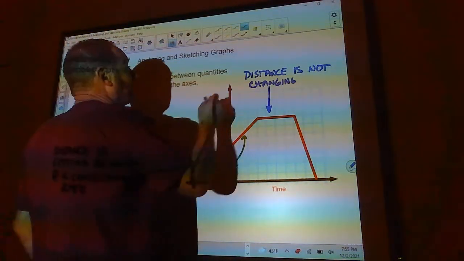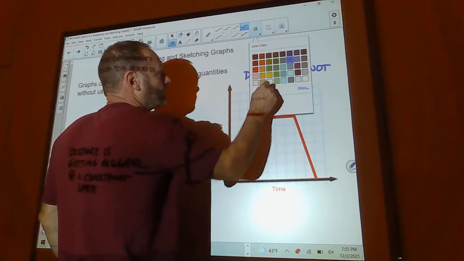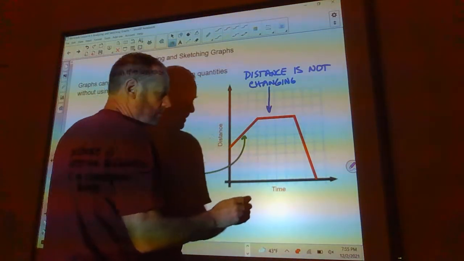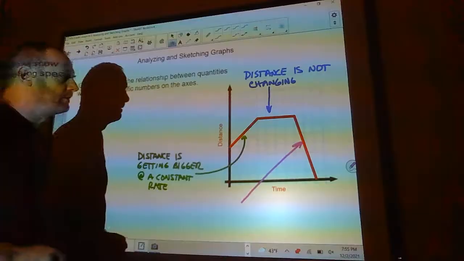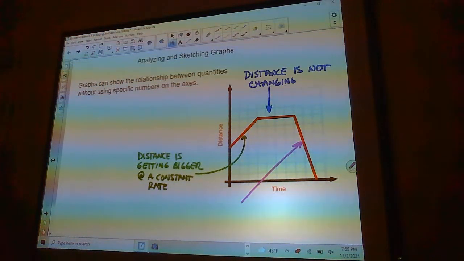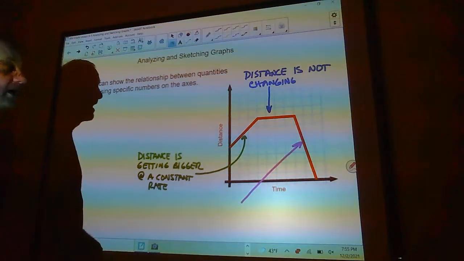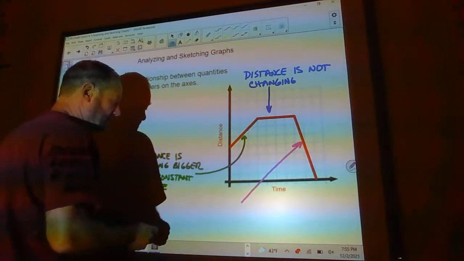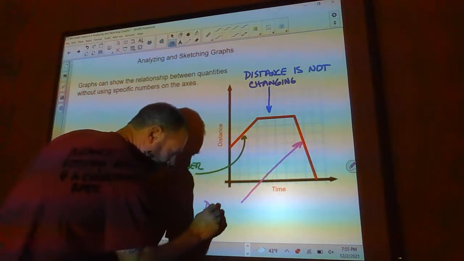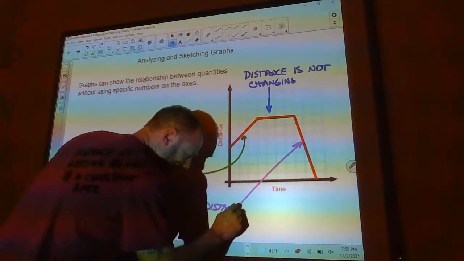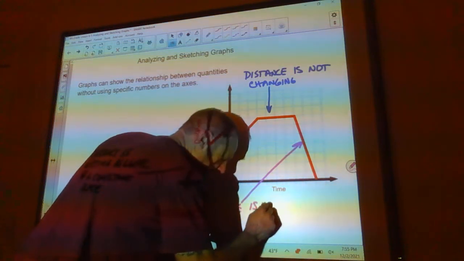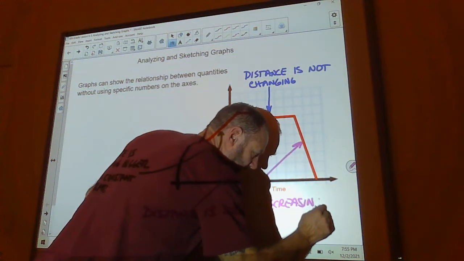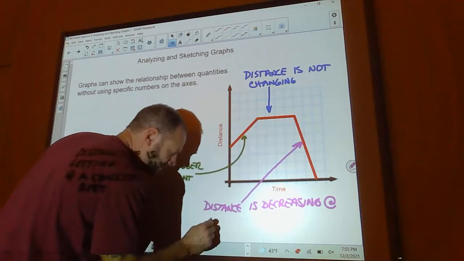Now, what's happening here? Well, the distance is getting to be less. It's at a constant rate because it's a nice straight line. So the distance is decreasing at a constant rate.